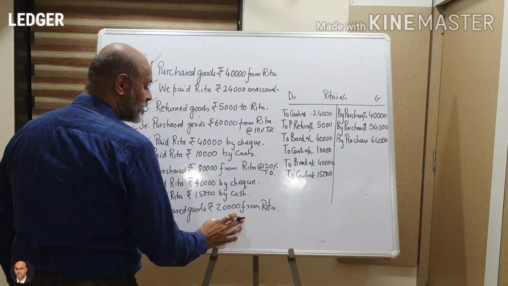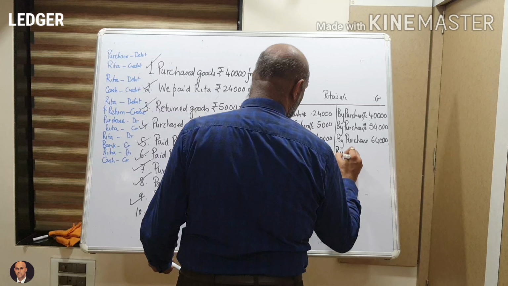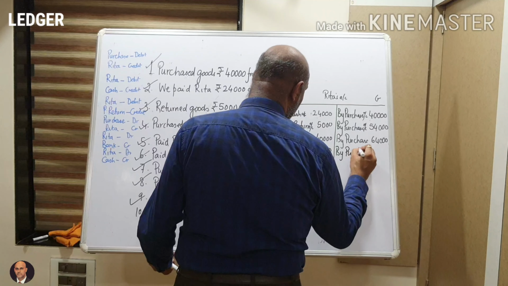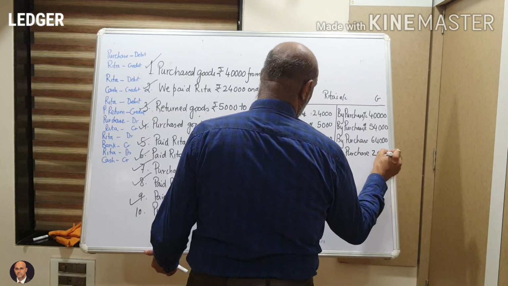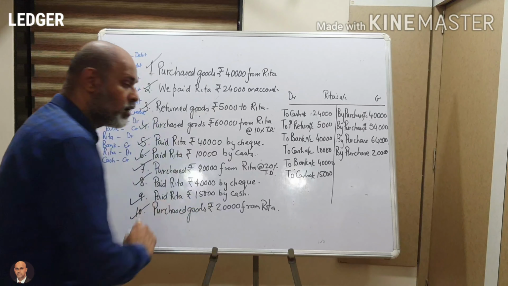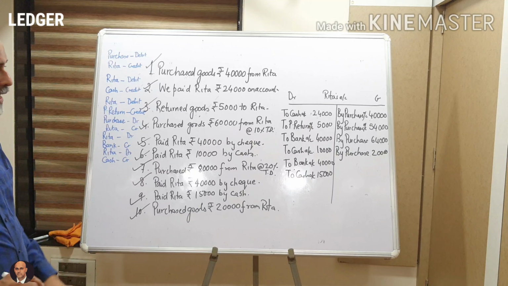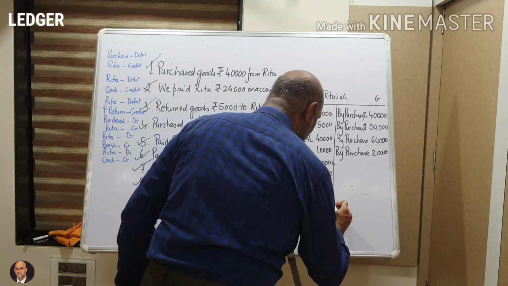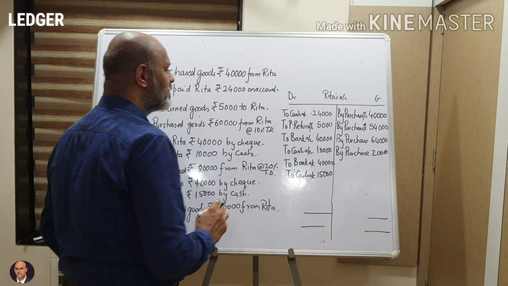Purchase goods rupees 20,000 from Rita. So by purchase. Purchase account debit, Rita credit. So I write purchase here and the amount is 20,000. Okay. So that finishes with the entries. Now we shall go to Rita's account and balance it. I think by now you must be knowing how to balance, but yet let's follow the basics.